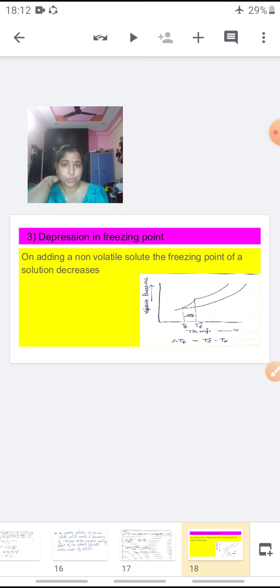Many a times this 1 mark question comes in the board exam. Why is ethylene glycol added to water in the cold areas for car radiators? You have to say in order to depress the freezing point. And the same question that I have told you in the beginning can also come. Why is NaCl, salt, sprayed on the snow? In order to depress its freezing point so that it may melt easily.